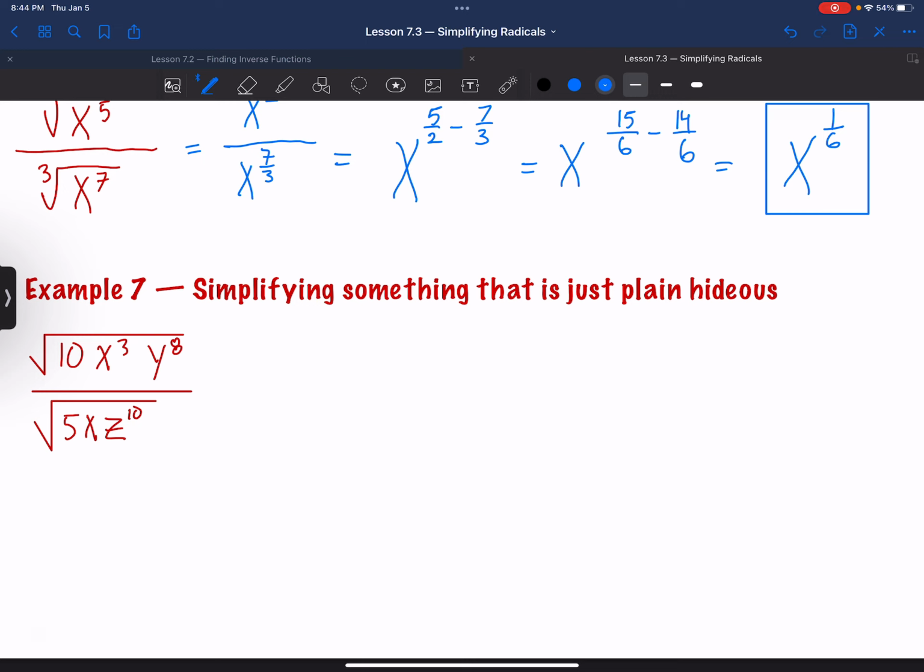And this is example 7, simplifying something that is just plain hideous. So I made this as just a bunch of stuff. Okay? The way I would deal with this is just break up each like term. Notice what's in square roots, right? We do have a rule. You can check it on that rule page. There is a rule that the square root of a over b is equal to the square root of a over the square root of b. So see how, right here, I've got root 10 and root 5.